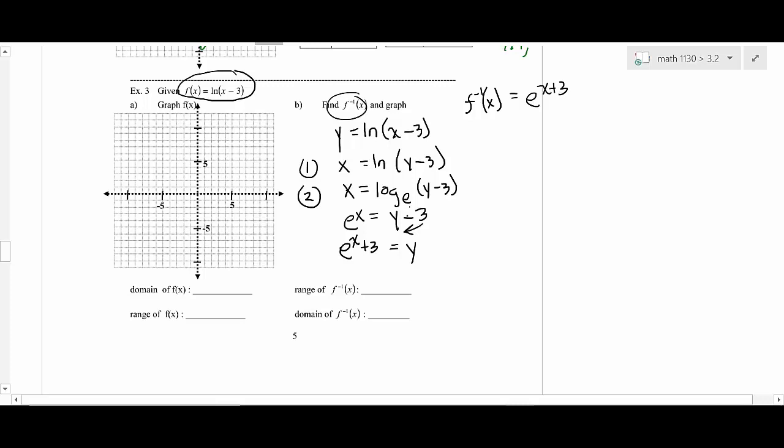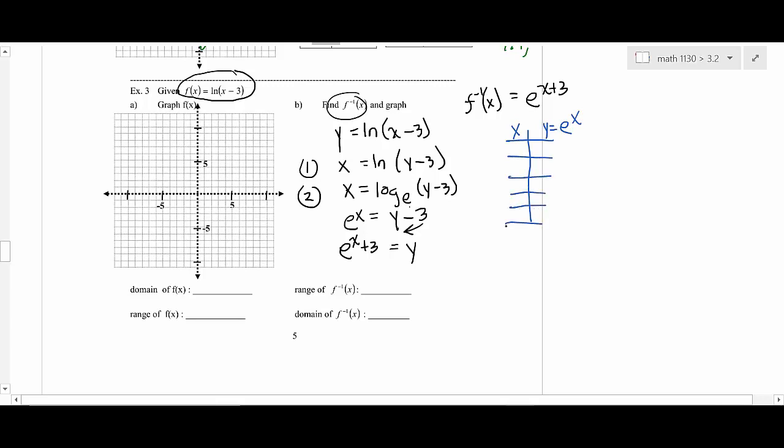Now to me, the best way to learn how to graph logarithms is to graph that instead, and then switch all the points. If you're doing e to the x plus 3, we've already done the graph of e, so let me show you a reasonable way to do this. Let's just make a quick table of values for e to the x, because we already did that.